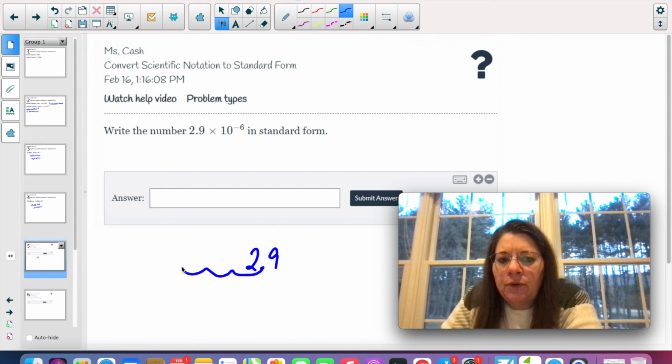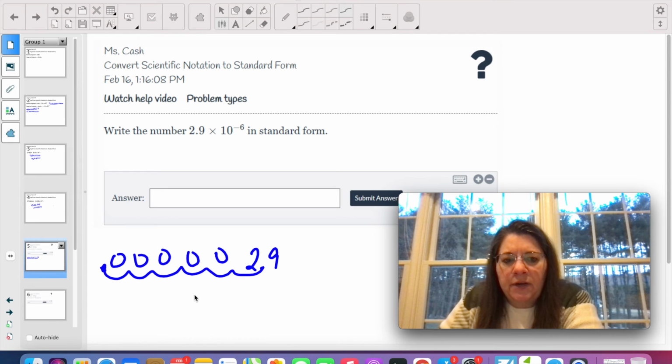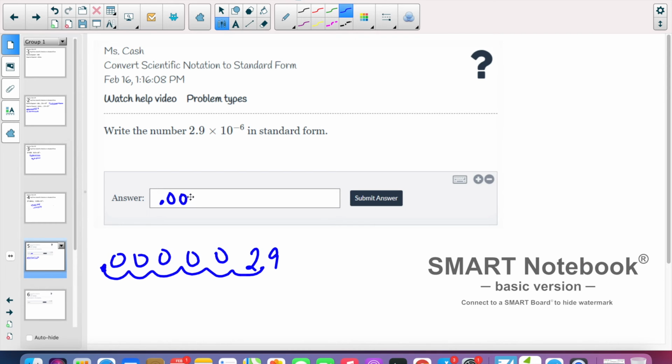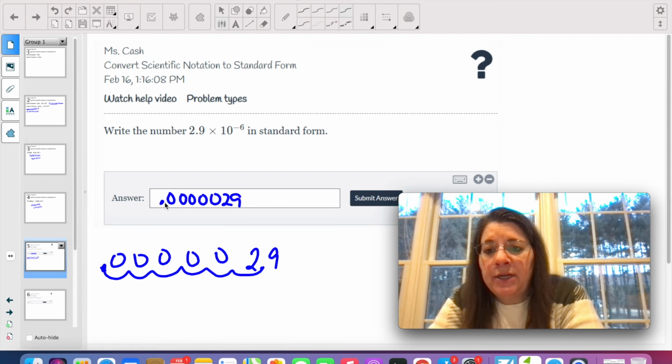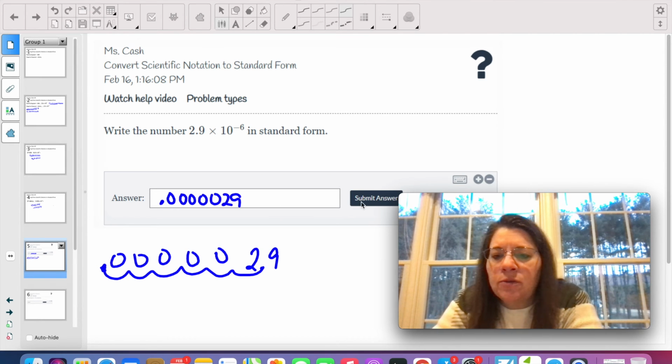1, 2, 3, 4, 5, 6. There's where my decimal is. I will fill it in with zeros. So I filled it in with zeros. So my answer that I would type in the box would be a point, 5 zeros, and a 2.9. So in this blank, I would type a 0.00000029. So I'm going to go into Delta Math and we're going to do a couple examples together and then show you how to actually enter your answers in there real quick.